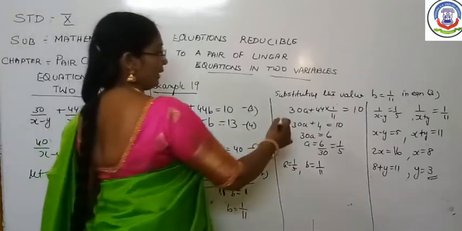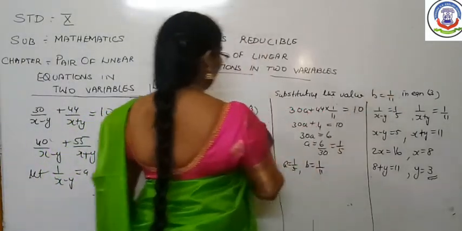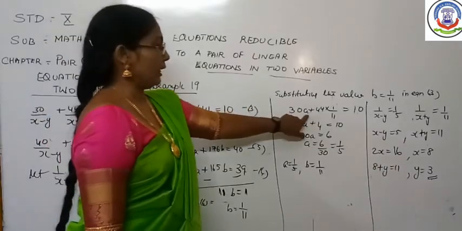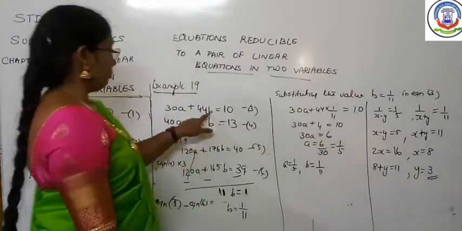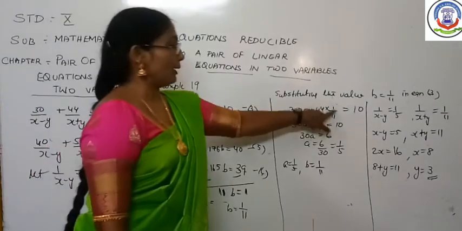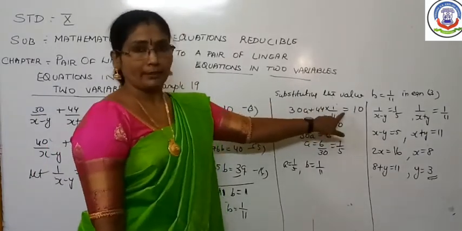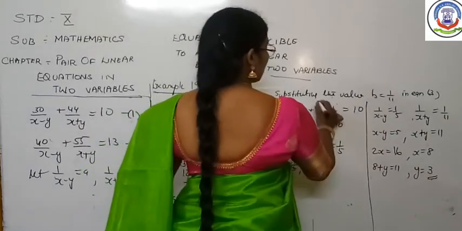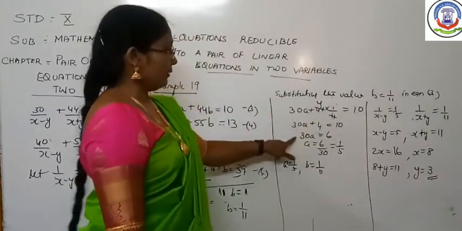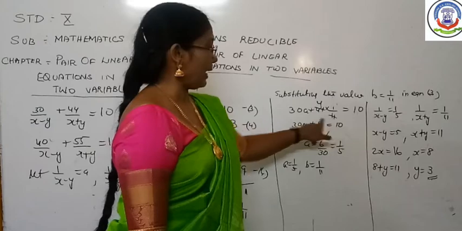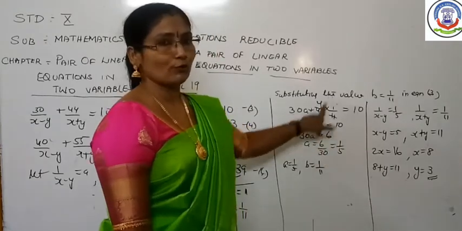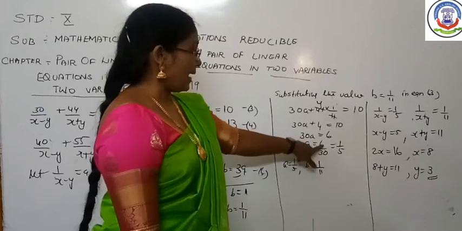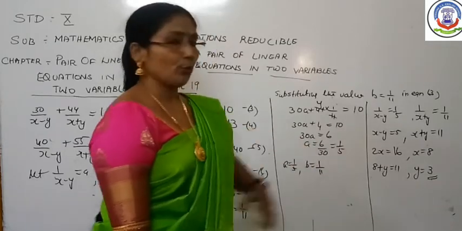Now substituting the value b equal to 1 by 11 in which equation? The third equation. You substitute in 30a plus 44 into b. Instead of b what will we put? 1 by 11, equal to 10. Now 30a plus 44 by 11, the 11 will be cancelled, gives 4, is equal to 10. That means 30a is equal to 10 minus 4, which is 6. 30a equal to 6, then a equal to 6 by 30, which is 1 by 5.